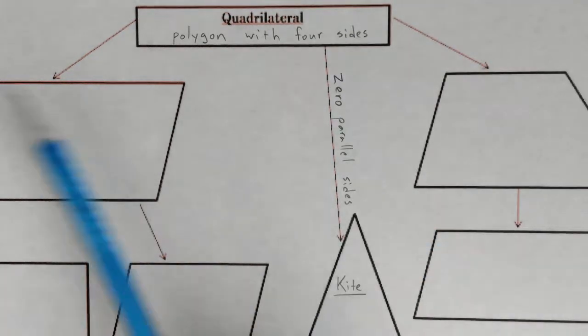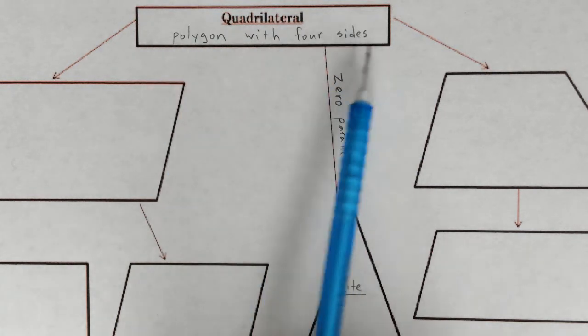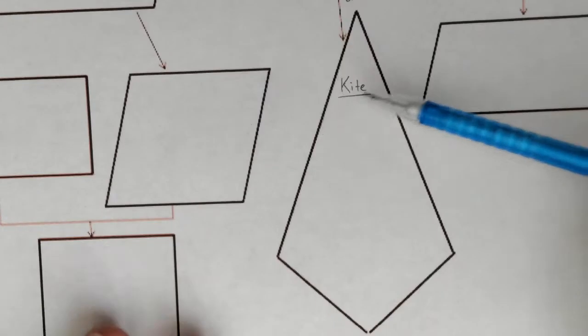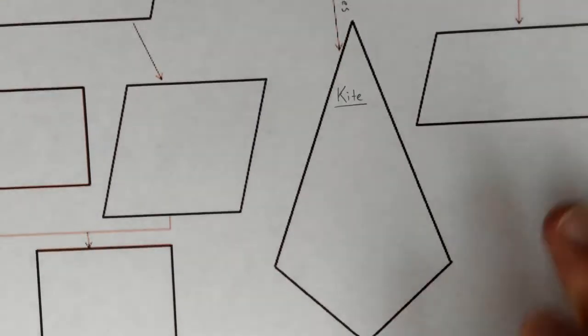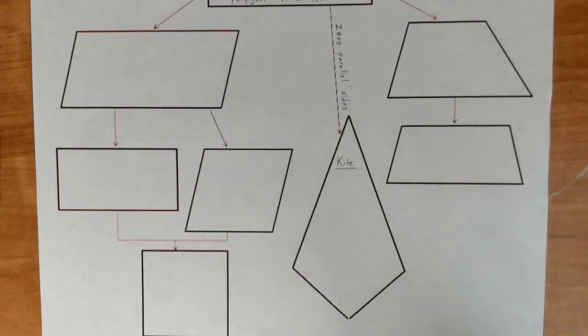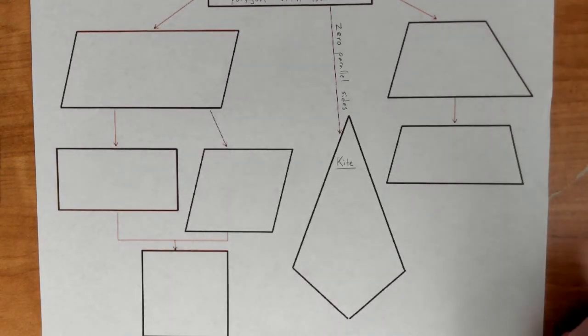Now, everything below this box has these qualities, has this attribute, has 4 sides. The kite has 4 sides. 1, 2, 3, 4. Just like everything else on this paper. The difference is that there are no parallel sides. Now, there are a couple of other interesting things about a kite. There are some other attributes we get with a kite.